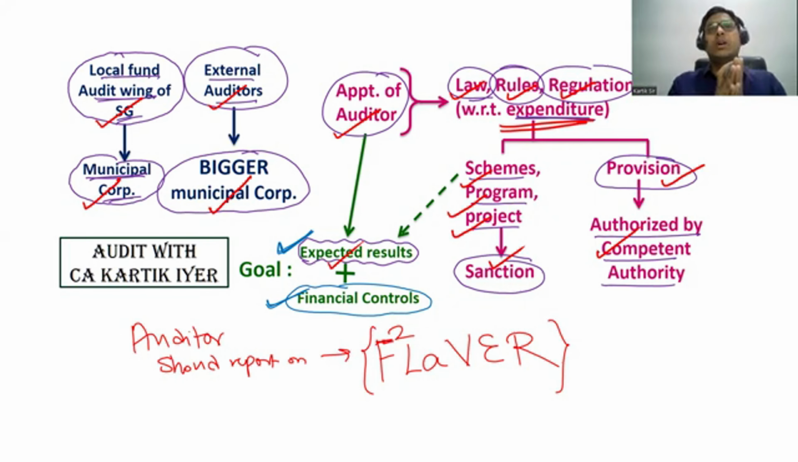But जितना अपने बजट में कॉस्ट रखा था वो कॉस्ट के अंदर होना चाहिए. That is called financial control. So the expected results should be achieved keeping the financial control in mind. That is the main part here.